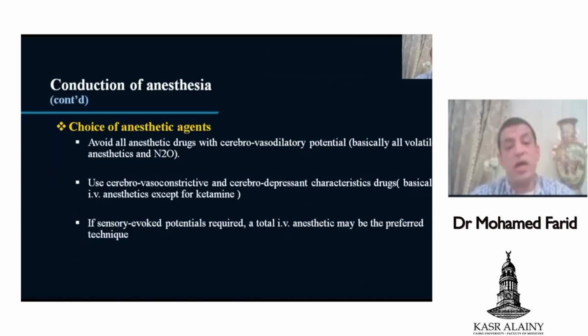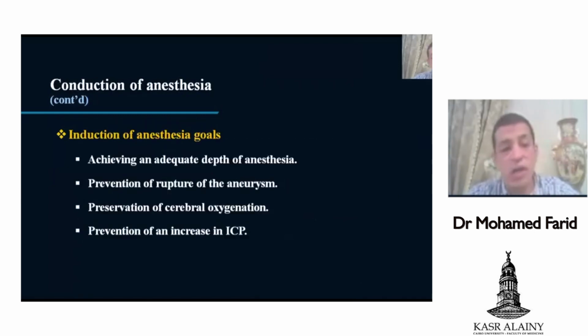Choice of anesthesia. We have to avoid all anesthetic drugs with cerebrovasodilatory potential, basically all volatile anesthetics, and we have to use cerebrovasoconstrictive and cerebrodepressant characteristic drugs, mainly the IV anesthetics except ketamine. If somatosensory evoked potential required, we have to use total intravenous anesthesia. Goals of induction of anesthesia: we have to achieve adequate depth of anesthesia, prevention of rupture of the aneurysm, preservation of cerebral oxygenation, prevention of an increase in the ICP.